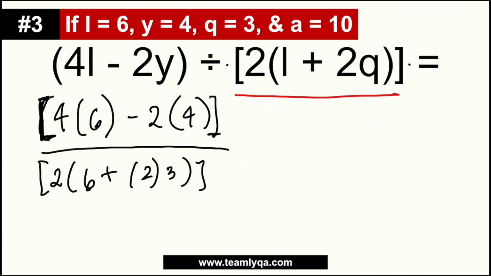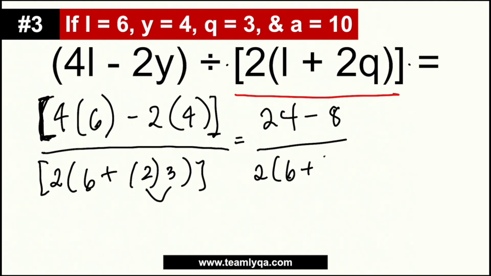Now, next thing that you can do would be to just solve this. So, 4 times 6, 6, 12, 18, 24. You have 24 minus 4, 8. So, 8. Like that. Tapos, over. So, solve natin yan sa ilalim. 2 times 6 plus 2 times 3, which is 6. So, we have that right there.